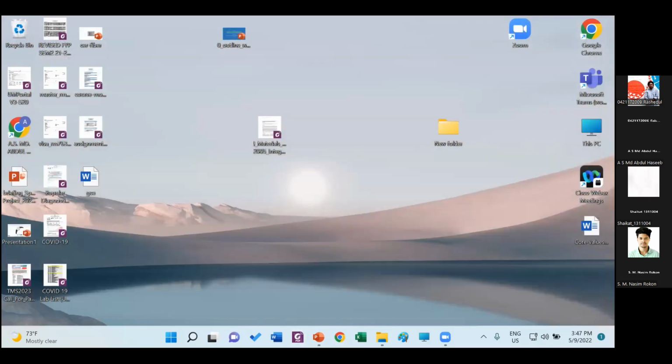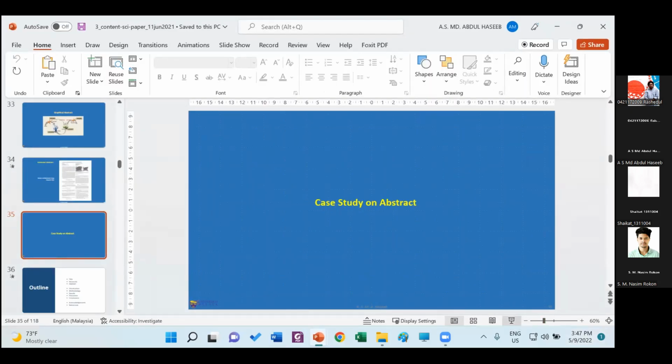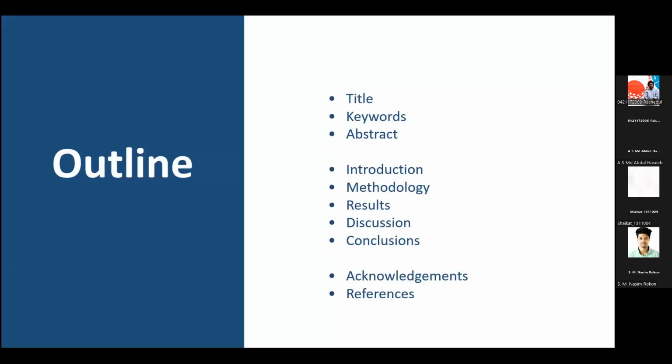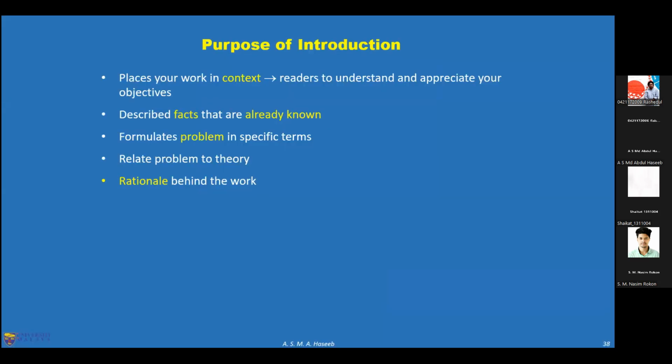Okay, so let's go back. Our next section is introduction. The purpose of the introduction is that we put the paper in a context. We give the background of the work. That is the first thing.